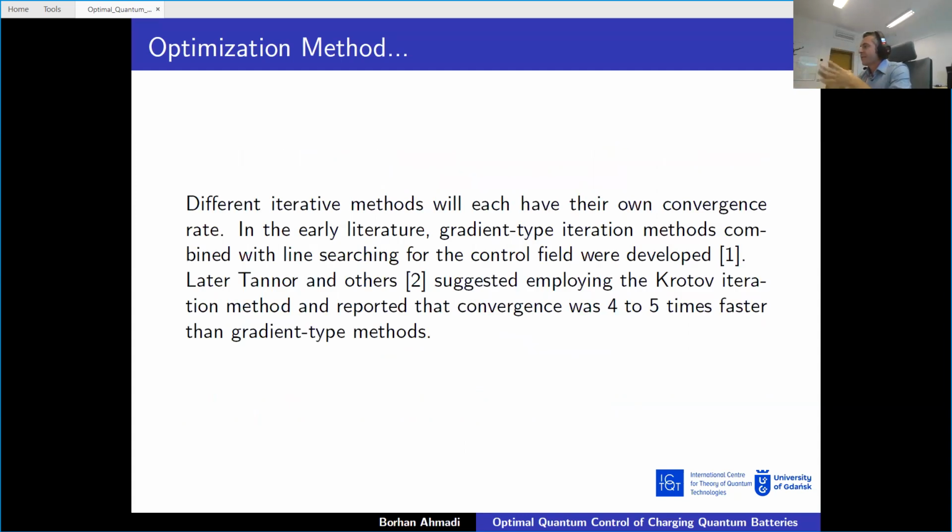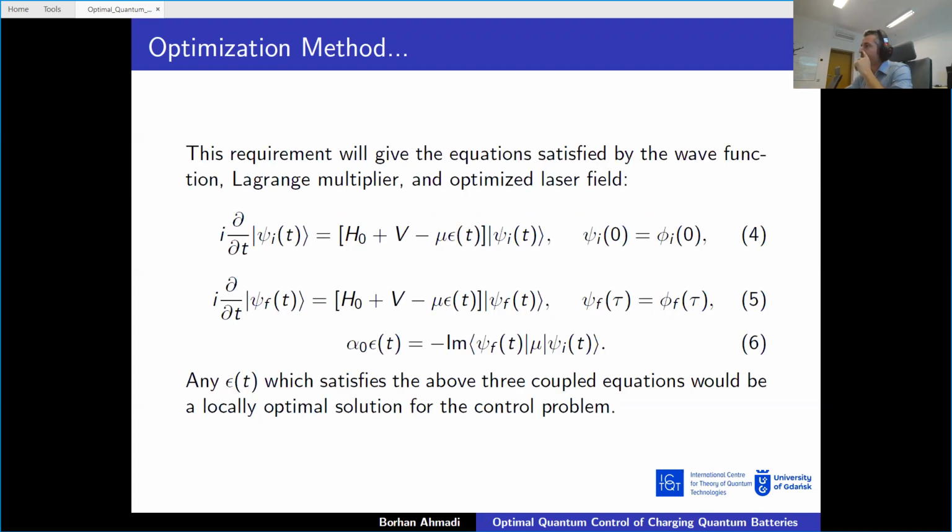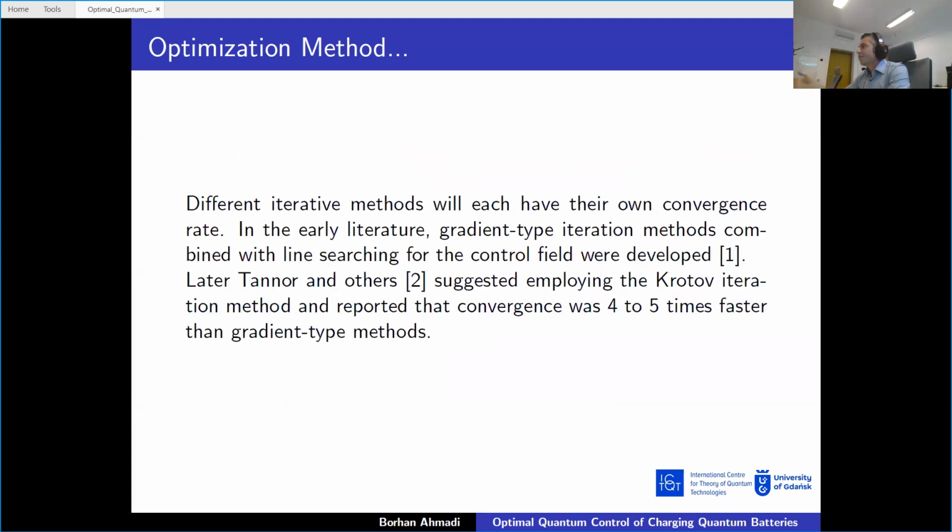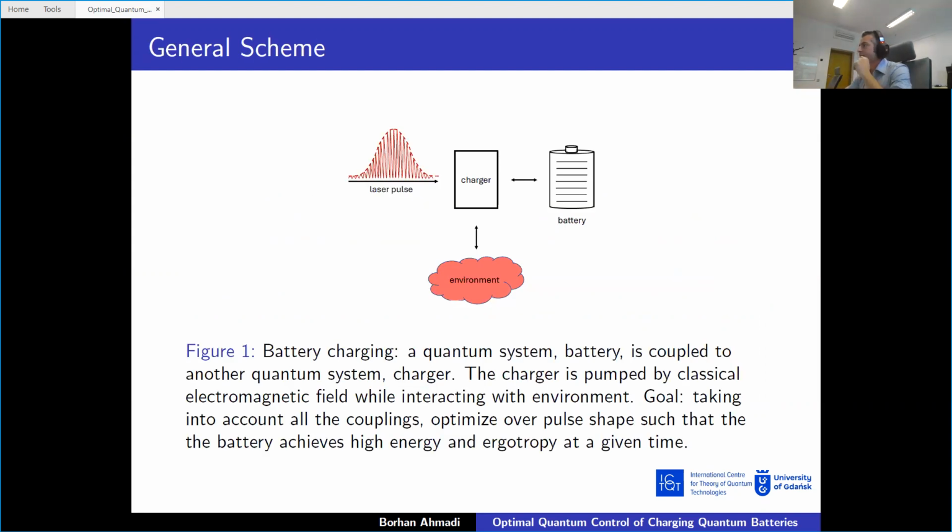First, there were some approaches, like introducing a guess field, and then they solved equation 4, then put it in 5, and then they repeated this process. Most of the time it wasn't convergent. But then different methods were introduced, like gradient type iteration, which were convergent. And then later, Tannor and others used the Krotov method, which was 4 or 5 times faster in convergence. And in our work, we also use the Krotov iteration method, which is faster.